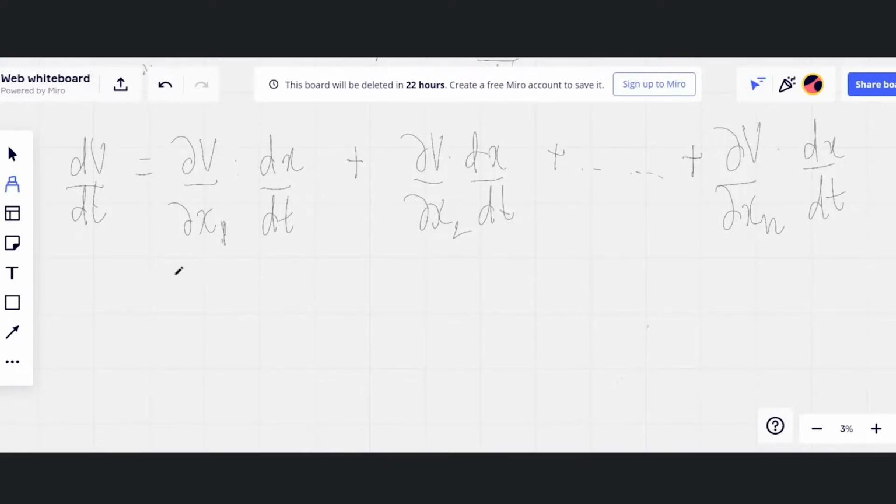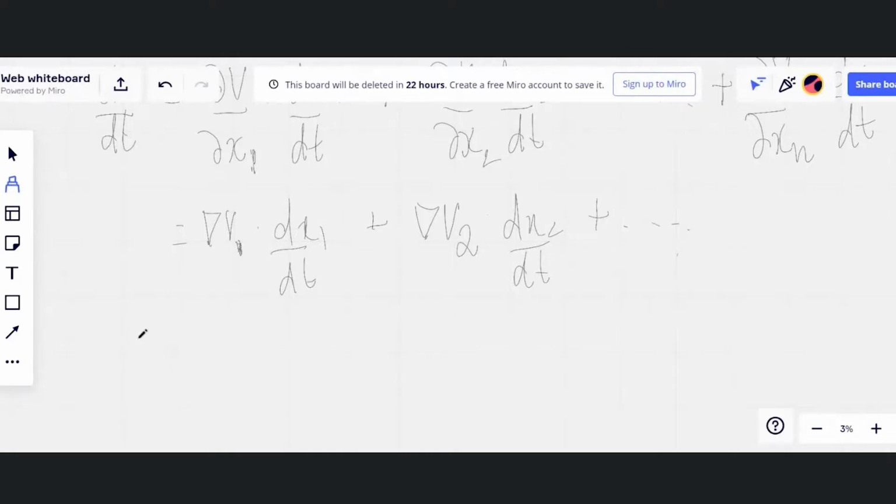Now, let's take this partial derivative of v with respect to x1 as gradient v1. So we get this gradient v1 into dx1 by dt. Okay, so this is x1, this is x2, etc. up till xn. Why? Because we're taking the derivative with respect to x1, so we have to multiply by x1 with respect to time. Same way, x2, x3, and so on. Plus the gradient v2 into dx2 by dt, and so on.